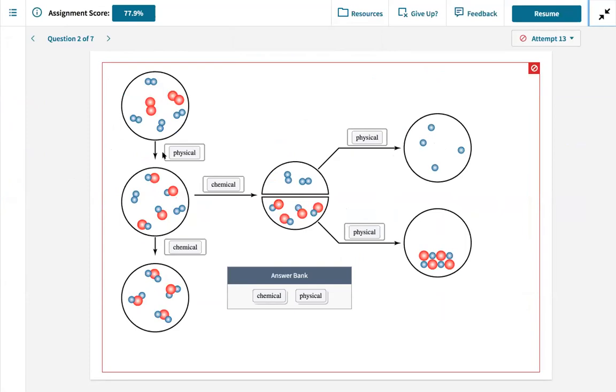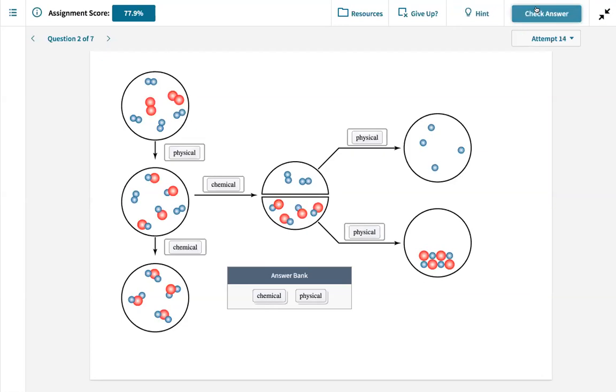I don't understand which one's which. They all kind of look the same. Answer, chemical or physical? I have 14 attempts on this one now. Let's see here. I think you have to answer each one of these little boxes, right? Yes, it's part of that. I gotcha. Totally get you.